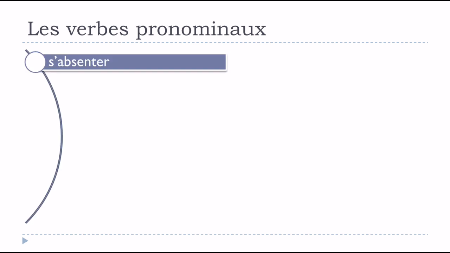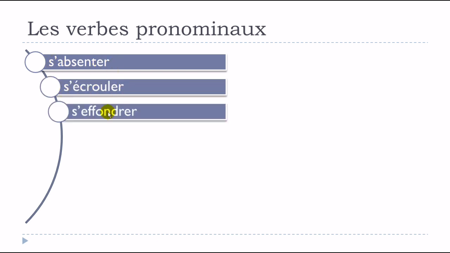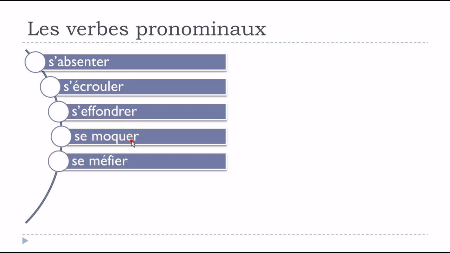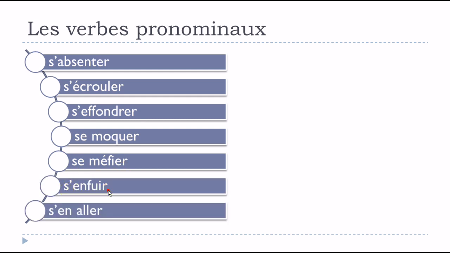Few examples like s'absenter, s'écrouler, s'effondrer, se moquer, se méfier, s'enfuir, s'en aller. Okay? So in all these cases, these verbs exist only with se before them, so pour la forme pronominale. Okay, so let's see now the meanings.